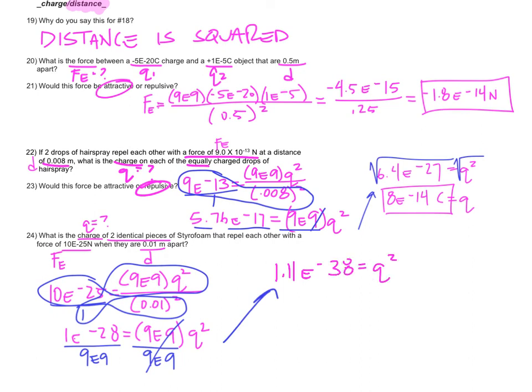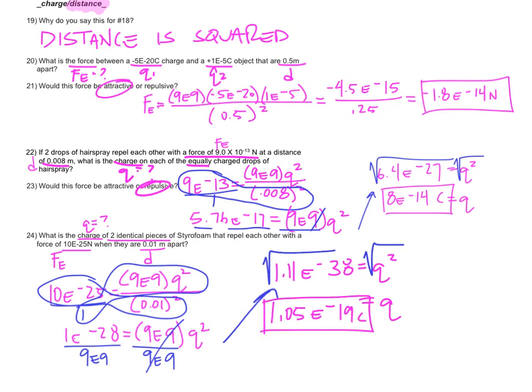And the last step is to get q by itself. The opposite of squaring something is taking the square root. So when I take the square root of the right side, I get q all by itself. And 1.11e negative 38, when I take the square root of that, I get 1.05 times 10 to the negative 19. And there is my charge for each identical piece of styrofoam.